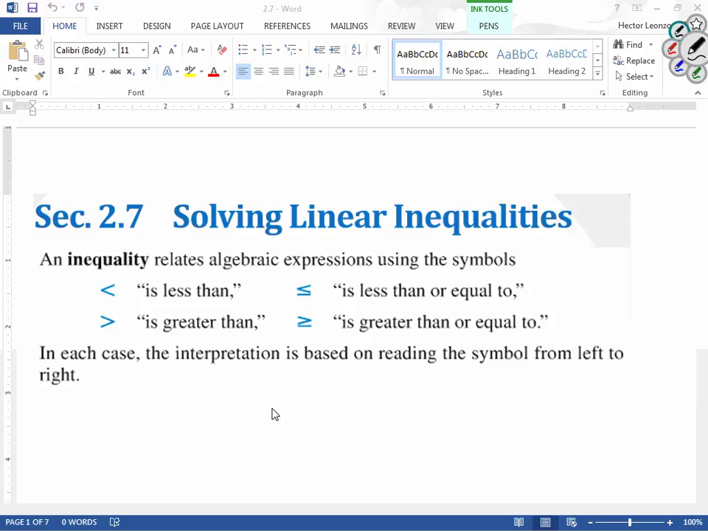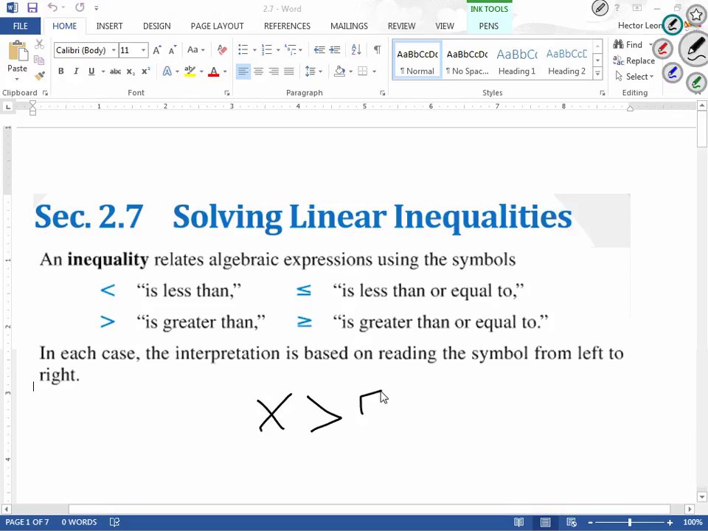For example, I had something like x, the value of x, is greater than 5. So anything greater than 5 could be the possible value of x. I'm not going to say it starts at 6 because it could be decimals. It could be 5.1, it could be 5.3, 5 point anything. But obviously x cannot be 5, right? It has to be strictly bigger than 5.